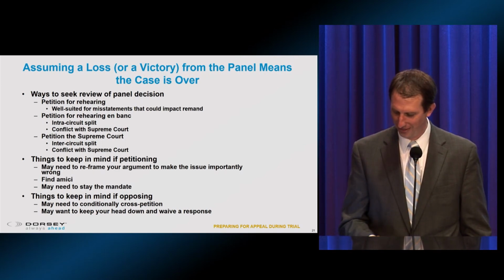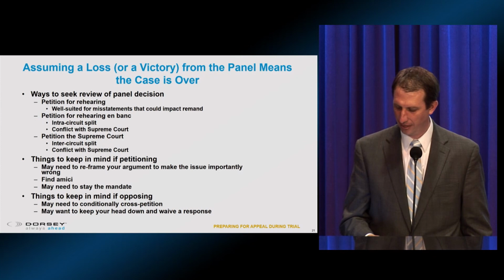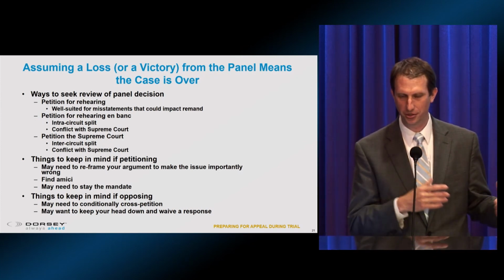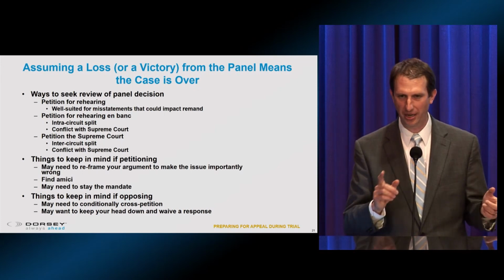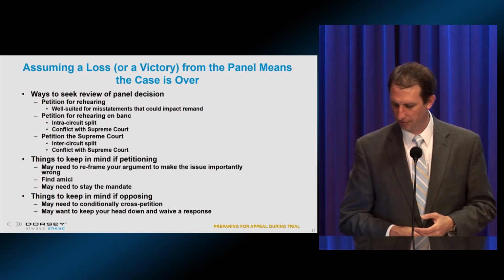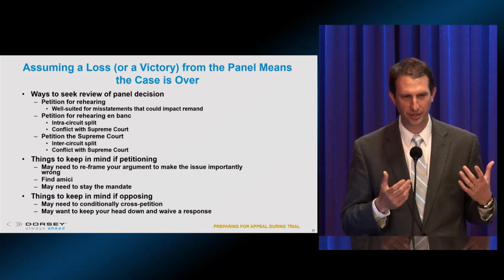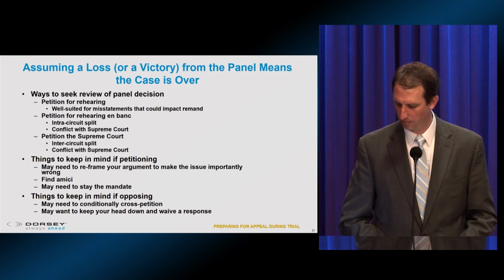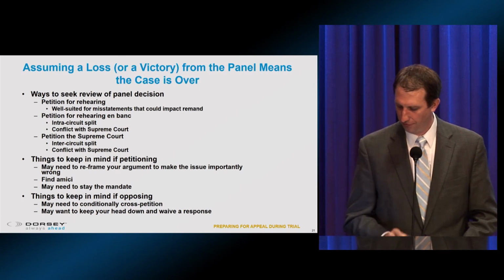For a petition for rehearing en banc, the key things you want to be looking for here are some sort of intra-circuit split, so maybe two Eighth Circuit decisions that have come out opposite ways, or conflict with the Supreme Court. For a petition to the U.S. Supreme Court, you would want to be looking for an inter-circuit split, so Eighth Circuit decisions different than the First Circuit, for example.